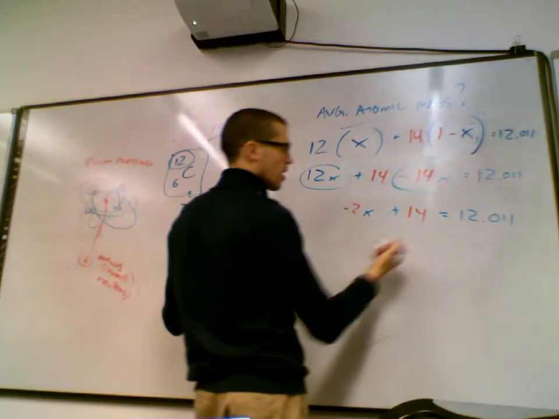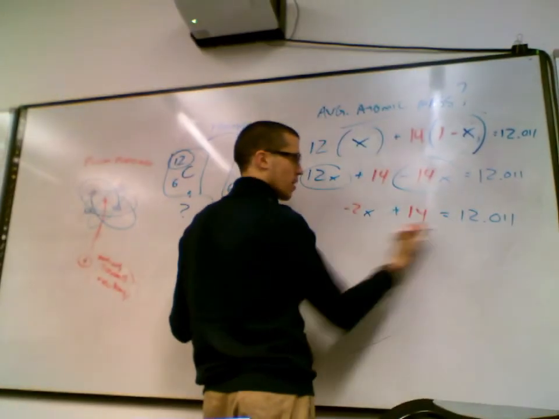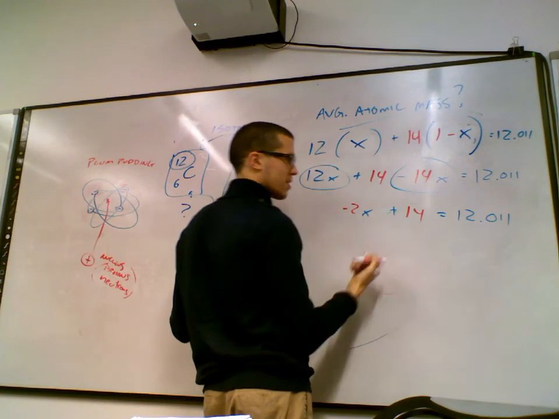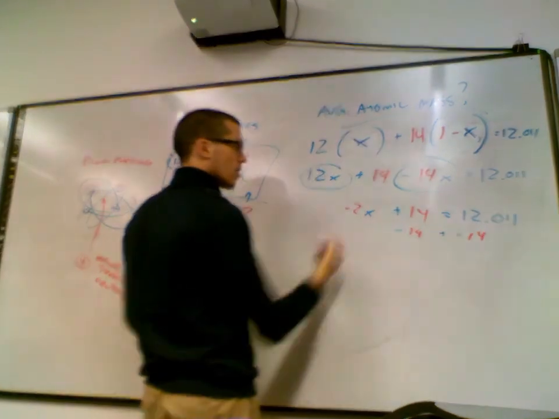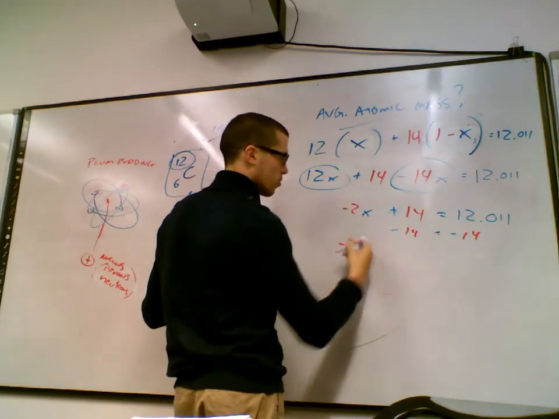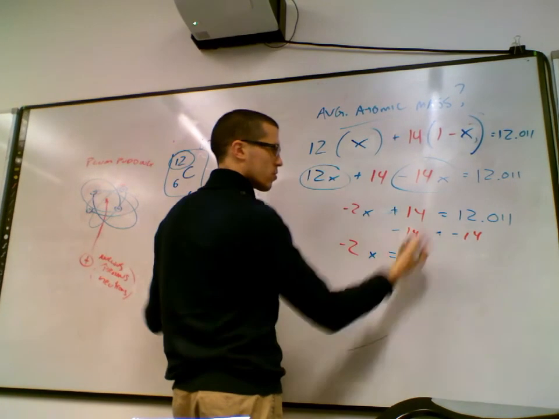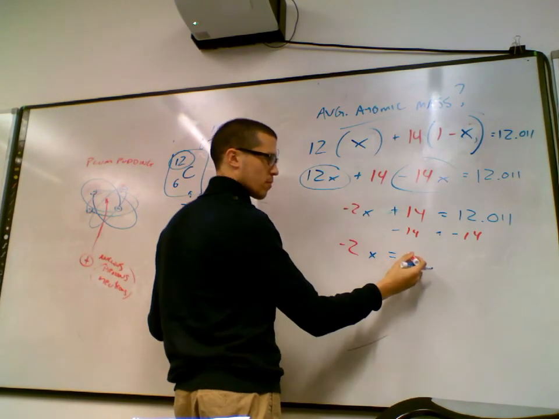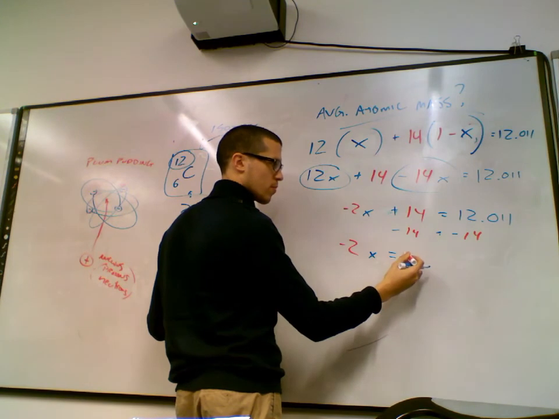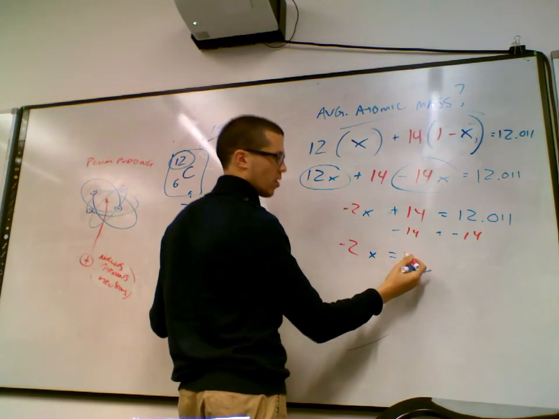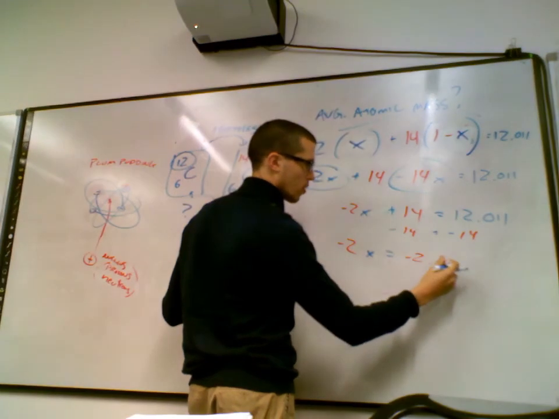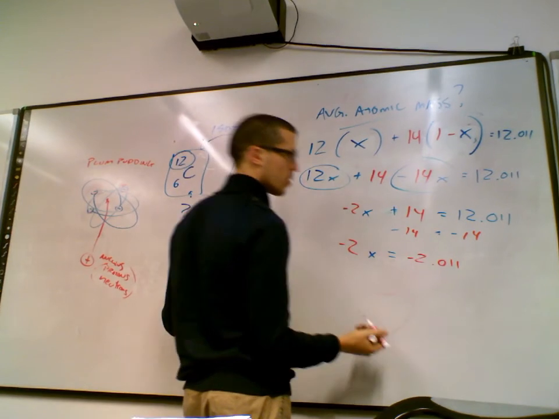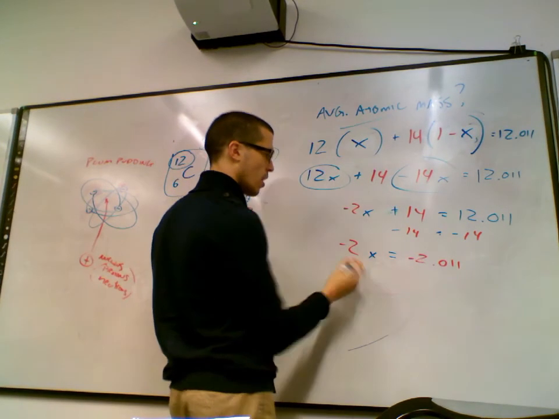Okay. Now I'm gonna take this minus 14 and subtract it from that side. So now I'm gonna take minus 14 over here and minus 14 over here, and we're going to get minus 2x equals, what's this? So negative 2.011. And so now we just divide by negative 2.